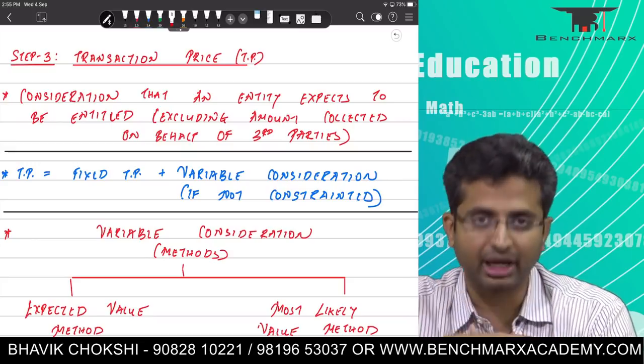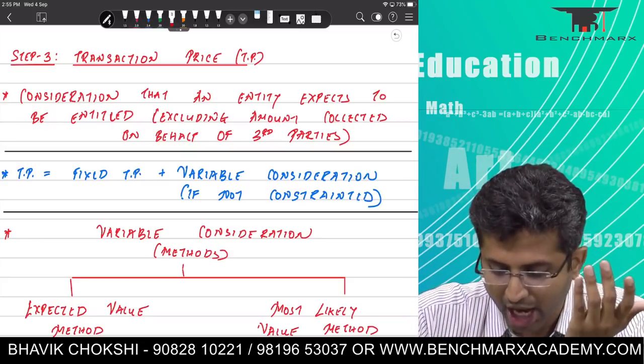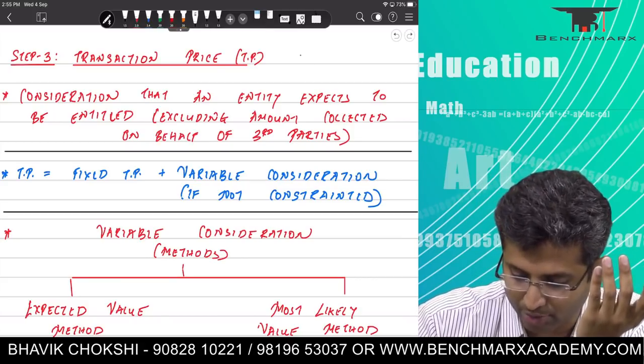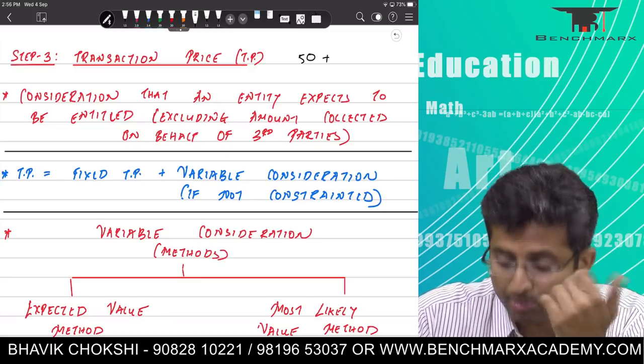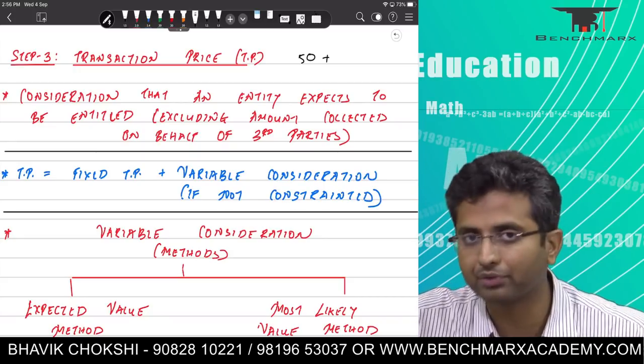Now you reasonably expect to complete the project 12 months early, and as a result, should 50, which is a fixed transaction price, be a part of a transaction price? Of course that should be a part, but what about the additional amount? What about the performance bonus? Should that be a part of your transaction price?